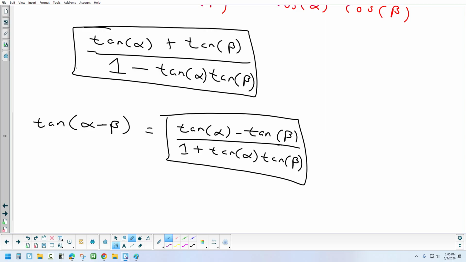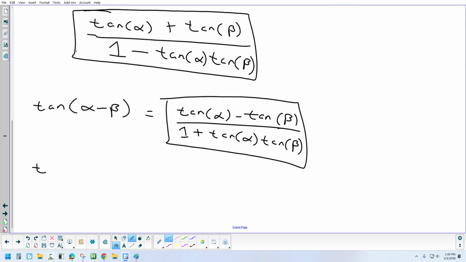Any question? That's the tangent sum and difference identity. I guess we could do tangent 75. I think we did it in the homework. You didn't have this formula. You had to do it with sine over cosine, but let's try it.